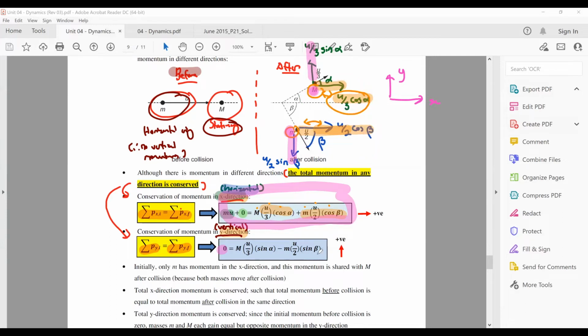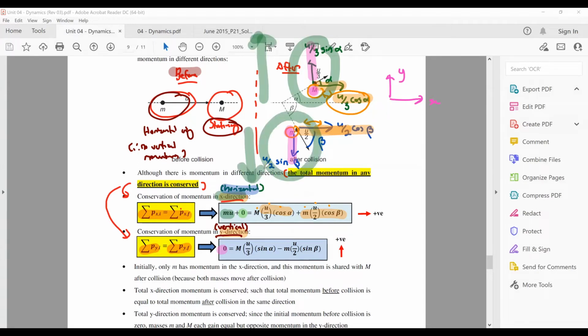But right now, you will notice that this one is going upwards. This one is going downwards. So this one has opposing momentums. When you add them up, you need to assign one of them to have a negative. So let's just say going upwards is your sign convention.